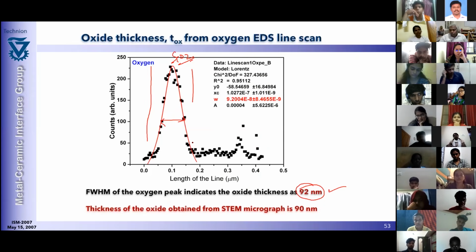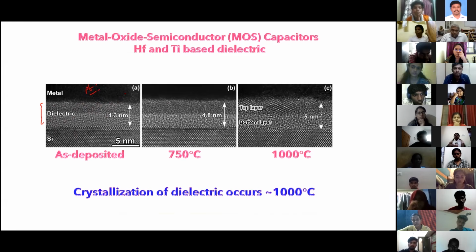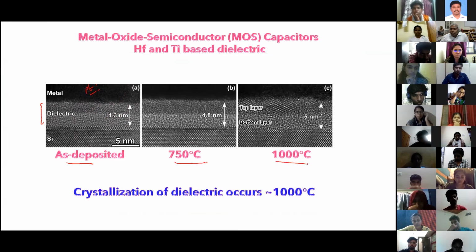Again, look at this very carefully. This is another MOS capacitor. Here is the silicon. This is the dielectric, which is hafnium based, and this is the platinum metal, I think. See, this is my oxide layer. This is a TEM image, a transmission electron microscope image. The thickness of the film is 4.3 nanometer. This film was as deposited, heated at 750 degrees centigrade, and heated at 1000 degrees centigrade. These are already a bilayer. It's not a single layer.